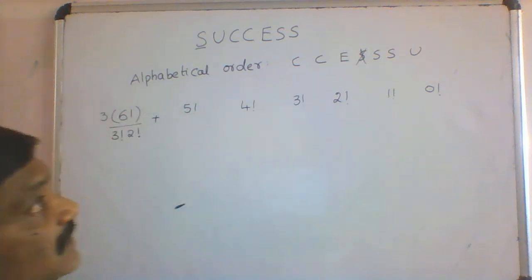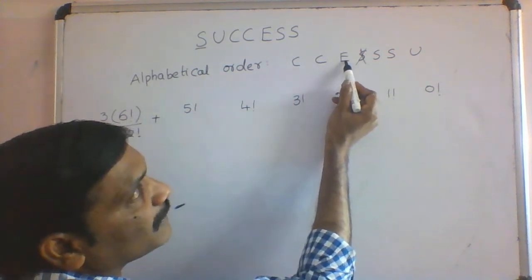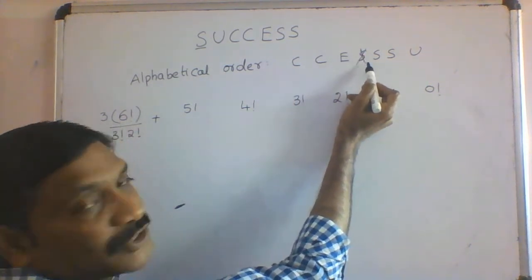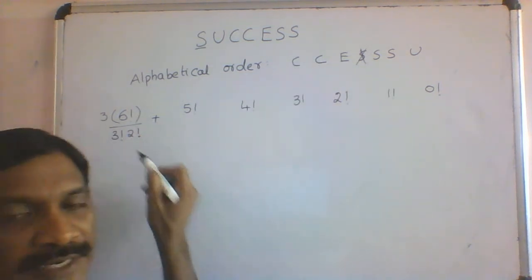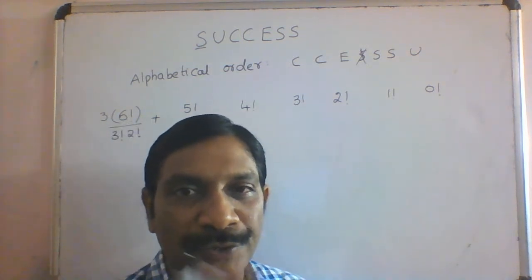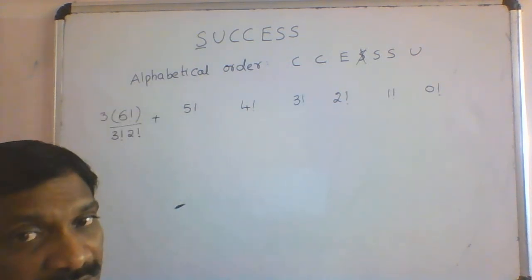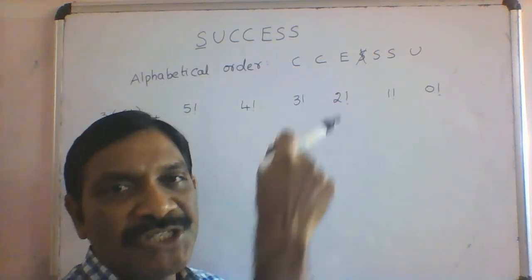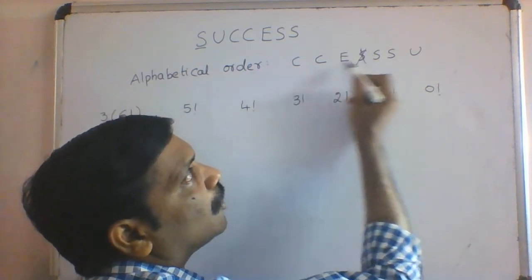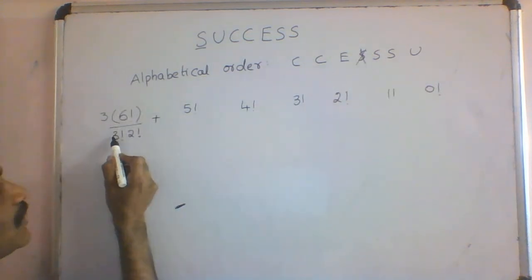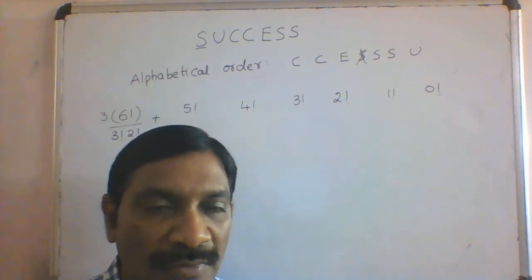Next, while writing the number, the number of letters present before the letter which we struck off, that number we have to write here. And while writing the factorials in the denominator, you have to see all the leftover letters, including the letter which just now we struck off. So among all the letters, 3 S's are there, you need to keep 3 factorial here, and 2 C's are there, so 2 factorial. That thing you have to remember.